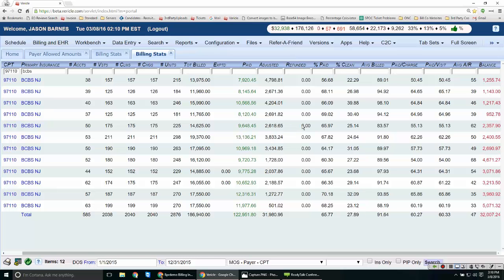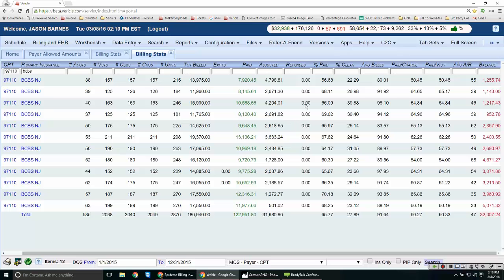This is the traditional way that practices go about tracking how much they're getting paid. They run reports based on what's getting paid. I would submit to you, this is not the most efficient way of doing this. We have come up with a better way of going about this. This range of $50.45 all the way up to $64.84, how are you supposed to make heads or tails?